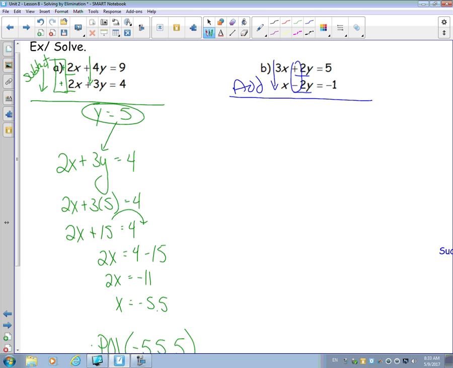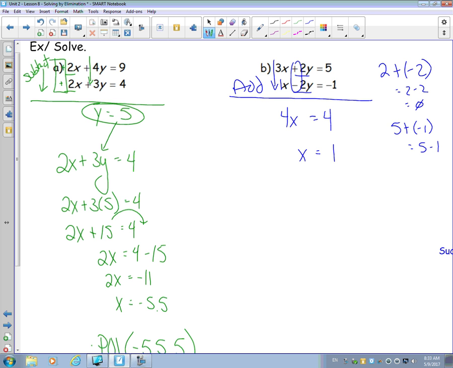Again, we're going straight down. So 3x plus 1x makes 4x. 2 plus negative 2. Just to point out, 2 plus negative 2 is like saying 2 minus 2, which is 0. The y's will eliminate each other. And when we do 5 plus negative 1, again, that's like saying 5 minus 1, we'll get the number 4. All right, divide that out, and x is 1.